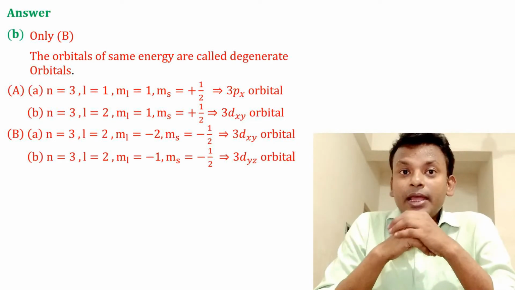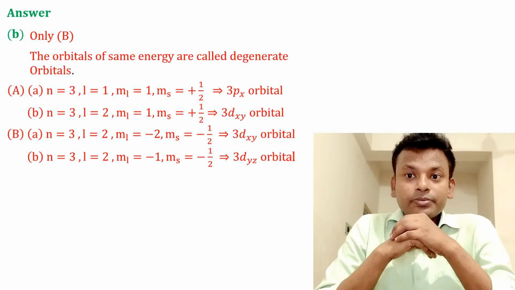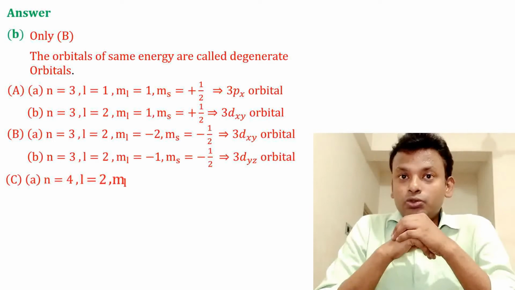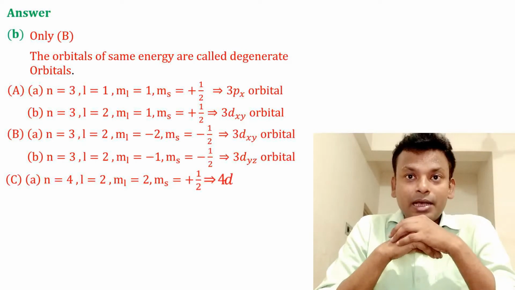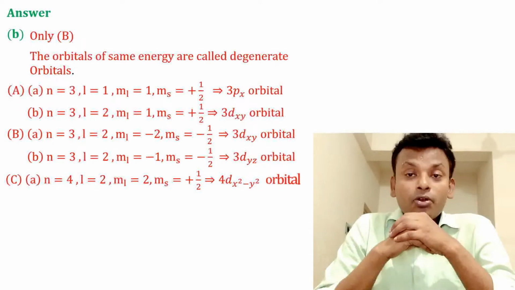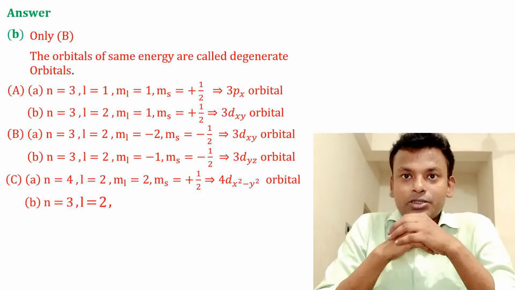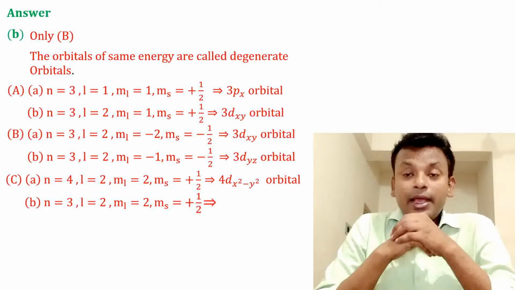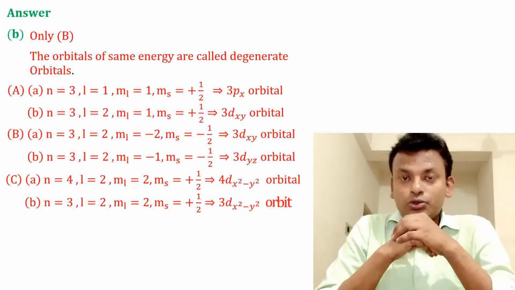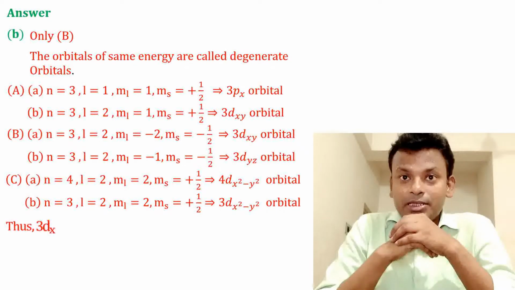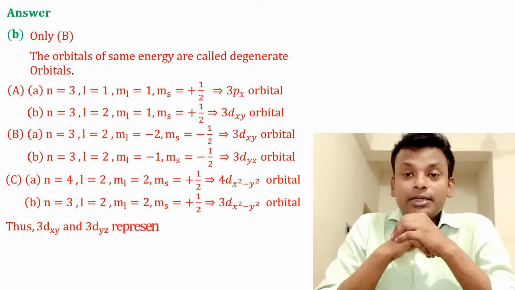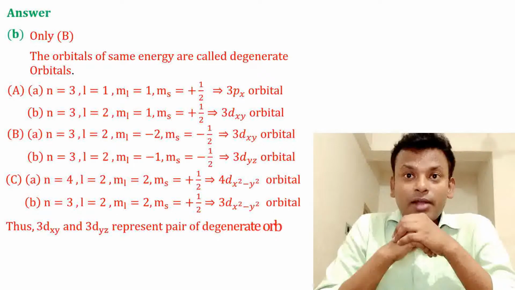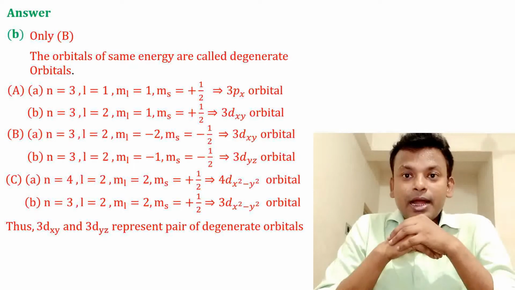And C, n equals 4, l equals 2, ml equals 2, ms equals plus half, that is 4dx square minus y square orbital. N equals 3, l equals 2, ml equals 2, ms equals plus half, that is 3dx square minus y square orbital. Here the two energies are different. So option B is the correct answer.